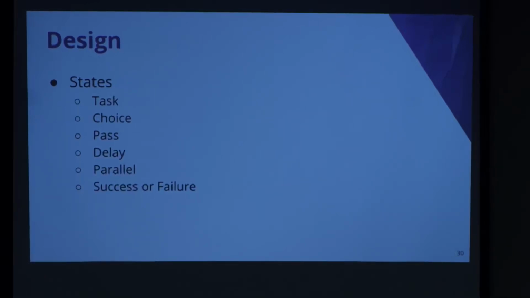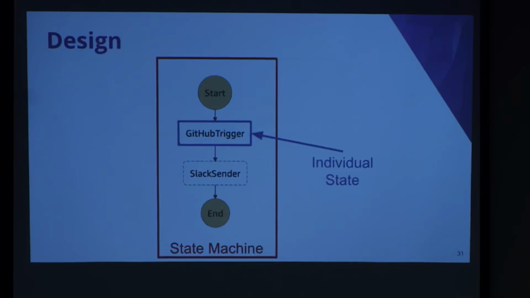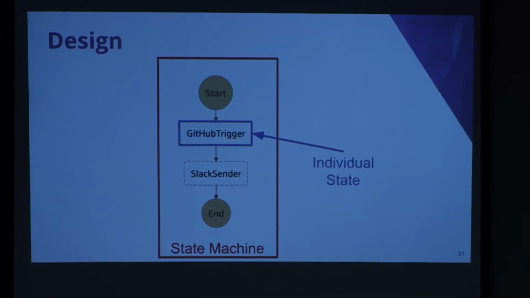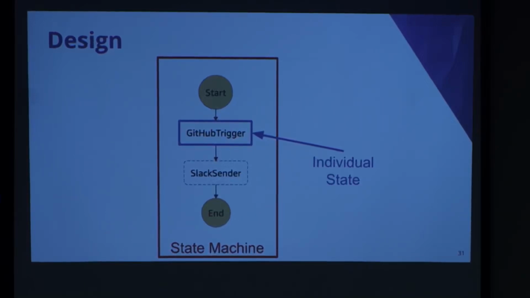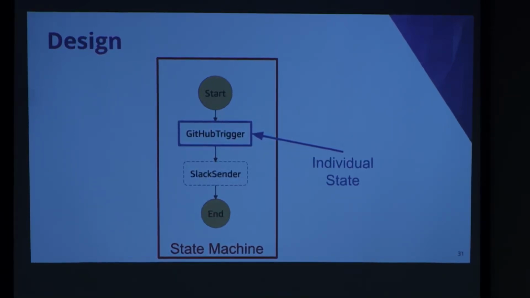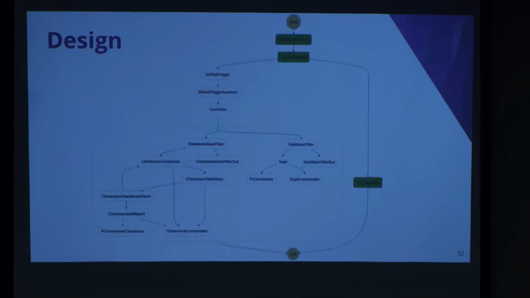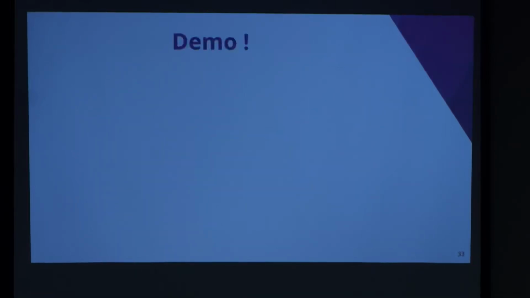So now, here's how a very simple AWS Step Function looks on the console. Start and end of the state machine. Each step in the middle is an individual state. Here, for example, we have the GitHub trigger, which gets the data from the execution and will pass its output to the Slack sender that will then start a Slack message. And in our case, what we're going to talk about today looks like that. We're going to dive a bit more into the details, but first, let's do a small demo.